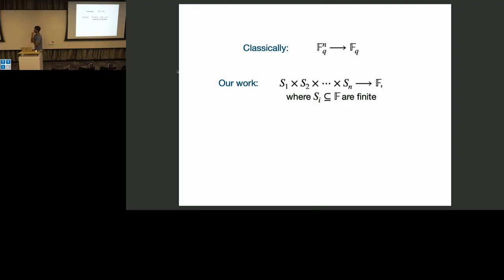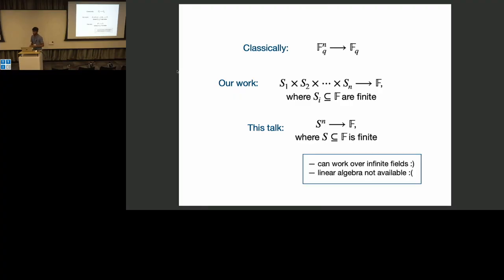But in our work, we look at the following setting. We look at the domain being a product set, S1 times S2 times ... times Sn, and the codomain being the field F. To start with, we can think of all these sets Si as arbitrary finite subsets of the field. Maybe in this talk we'll refer to these domains as grids. Some of our results extend to this more general setting where each Si can be a different set, but for simplicity in this talk, you can think of all the Si's being the same set S. And we'll try to understand this family of functions, or low degree polynomials, over these domains.